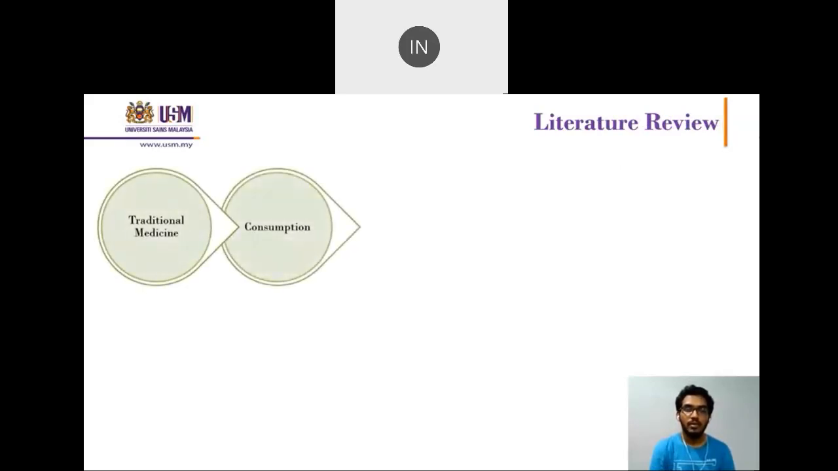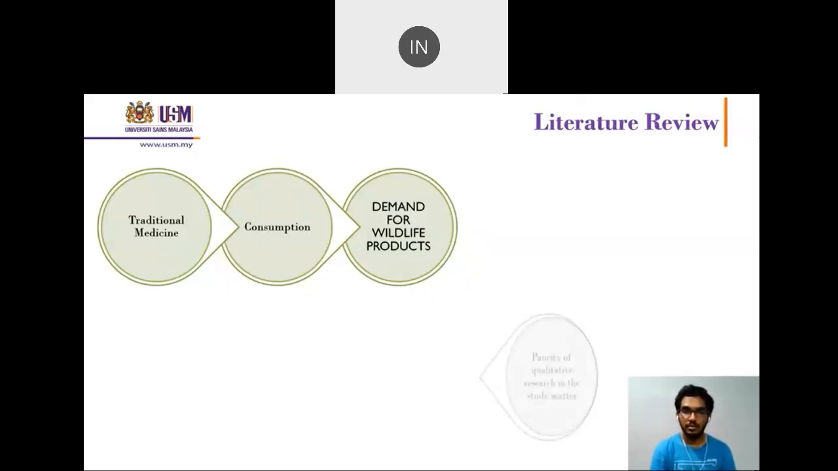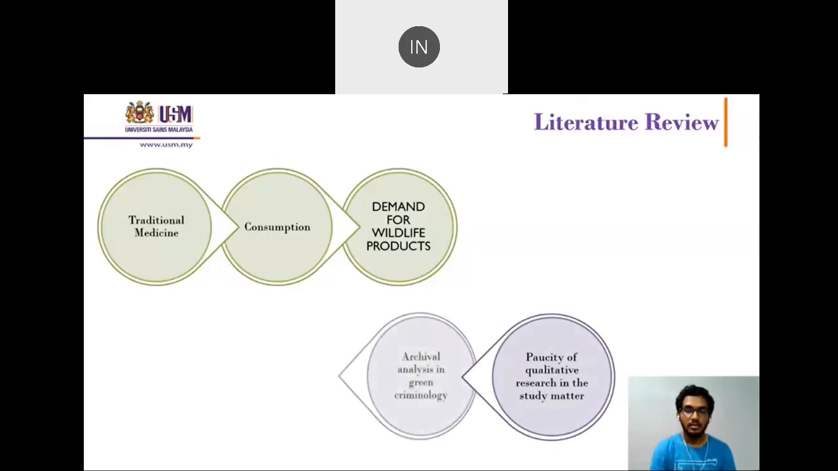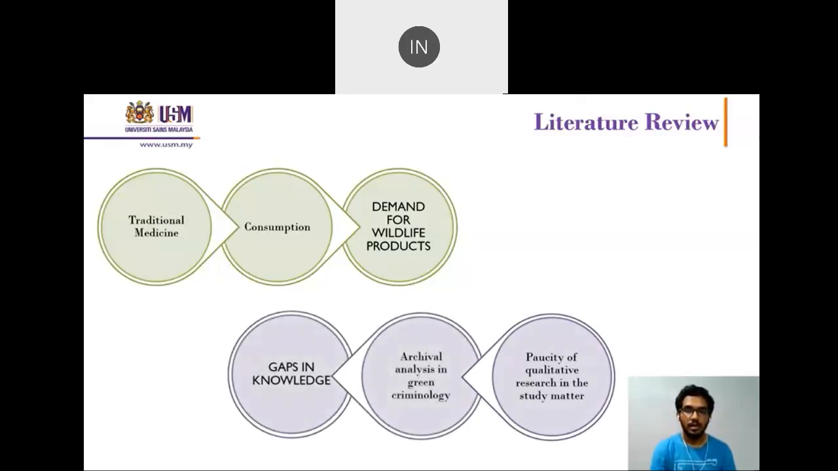Demands for wildlife products were identified based on the literature review. The first demand is traditional medicine, where some of the wildlife products were perceived to have medicinal properties, such as pangolin scales in traditional Chinese medicine and serow horns in traditional Malay medicine. The second demand is for consumption, such as pangolin meat consumption as exotic meat. Second is the gaps in knowledge.